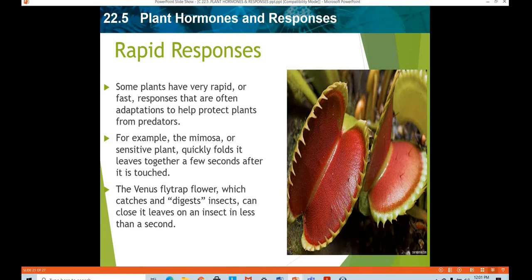Now what happens to the insect inside? It is digested by the enzymes which are released. Basically this plant survives on insects. That means these types of plants are both autotrophic and heterotrophic. They can also digest other living organisms. So this is about the rapid responses. The examples of rapid responses are the sensitive plant, the mimosa, and also the Venus flytrap.